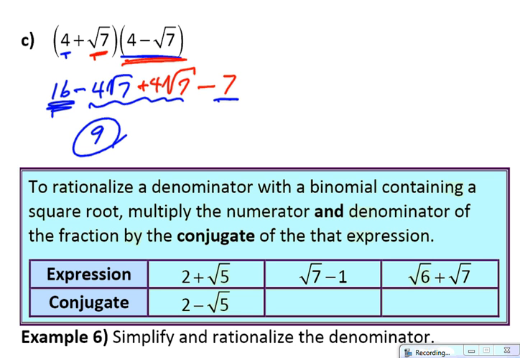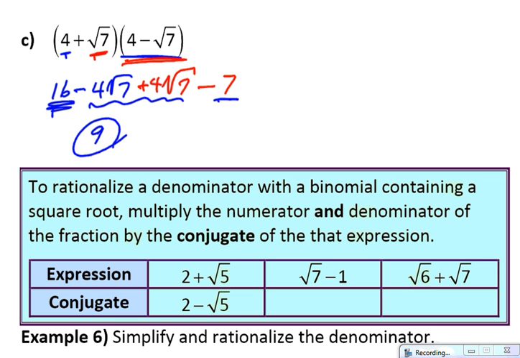So notice I've got a 9, have no radicals left. So this next green box talks about conjugates. And letter C, the 4 plus radical 7 and the 4 minus radical 7 are actually called conjugates. For them to be conjugates, they've got to have the same 2 numbers in them. So they both have a 4 and they both have a radical 7. And the sign in the middle, just the sign in the middle, must be different.